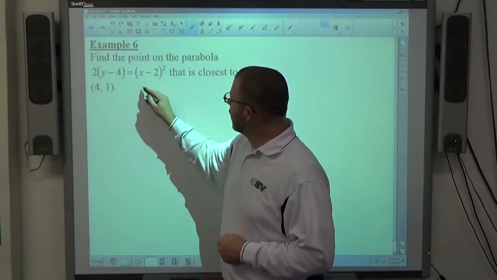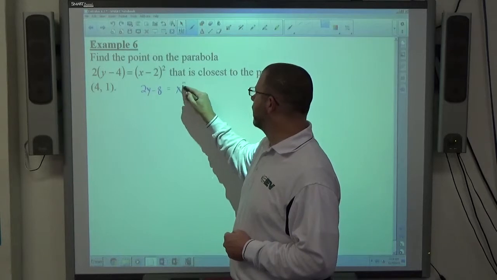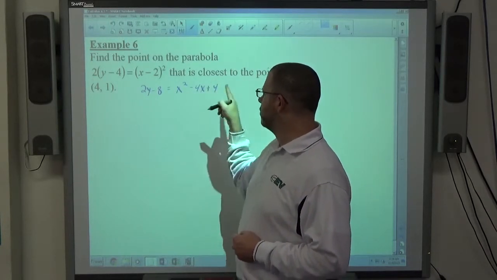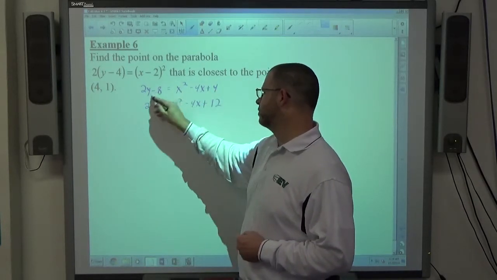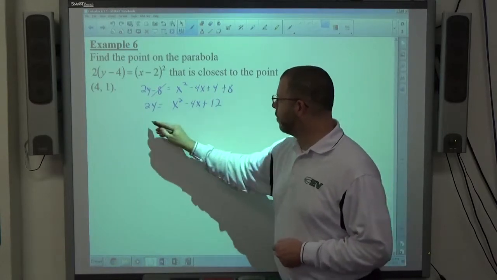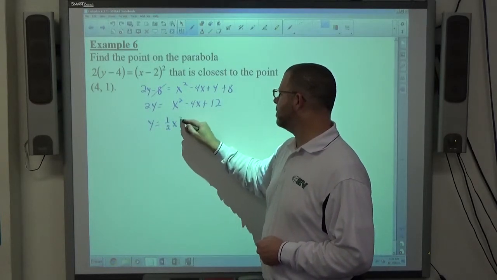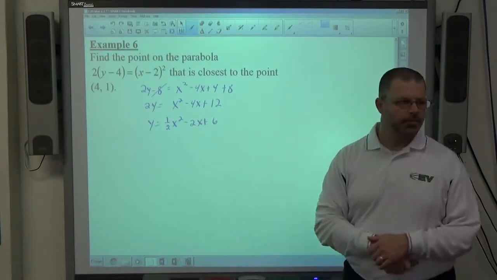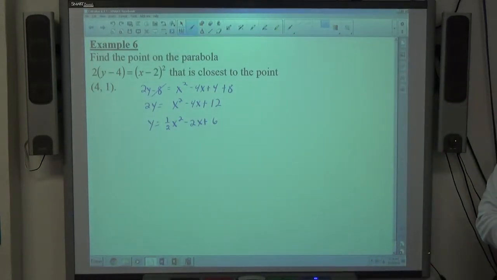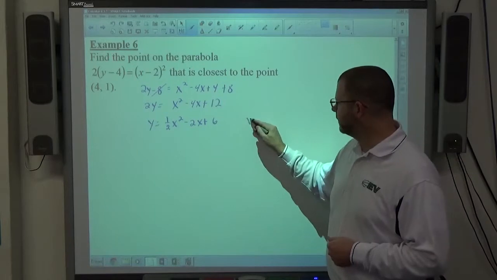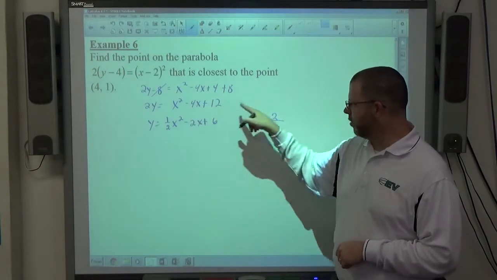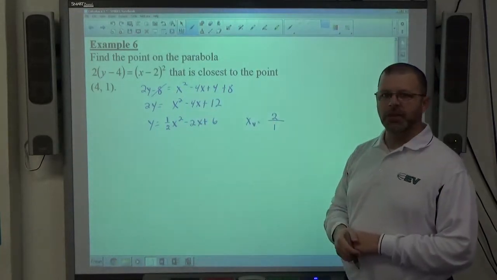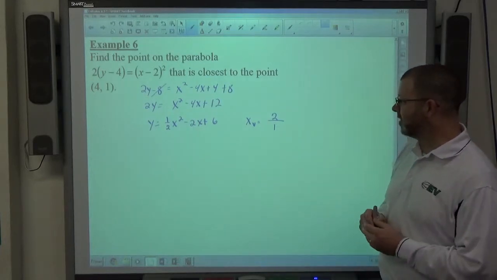So let me just multiply that through. 2y - 8 is equal to x^2 - 4x + 4. Move the 8 over, so we're going to get 2y = x^2 - 4x + 12. Divide by 2, we get y = 1/2 x^2 - 2x + 6. That's my parabola equation. If we recall how to graph a parabola, negative b over 2a: negative b, change the sign, 2 times 1/2 is 1. The x value of the vertex is 2.